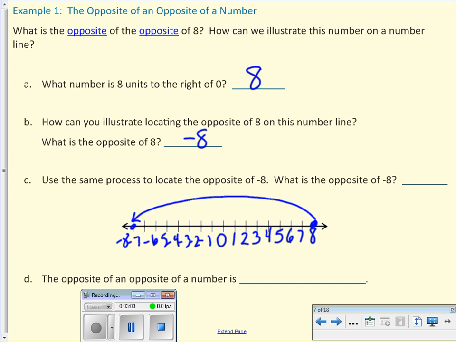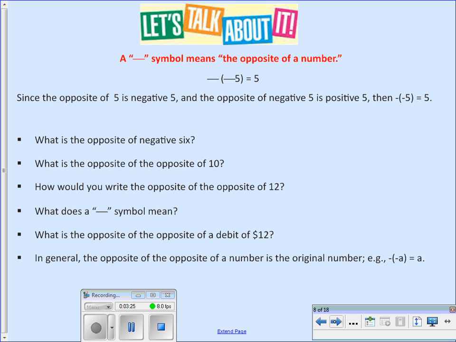Now let's take the opposite of the opposite. What's the opposite of negative 8? Positive 8. So the opposite of the opposite is itself. You get your original number back. Exactly. So whenever you take the opposite of an opposite, you get the original number back.